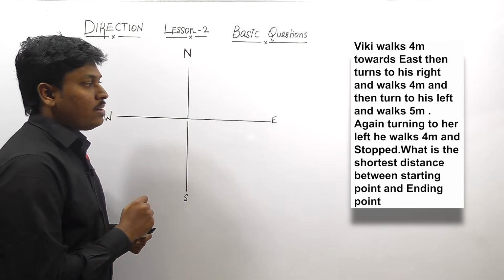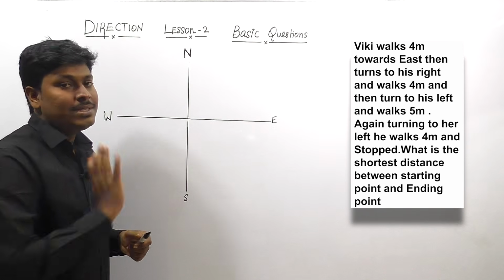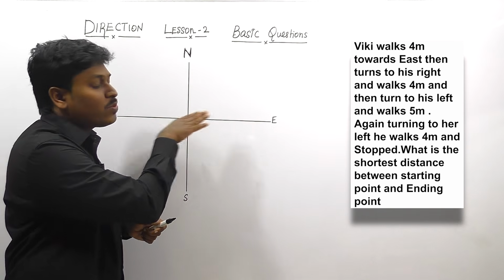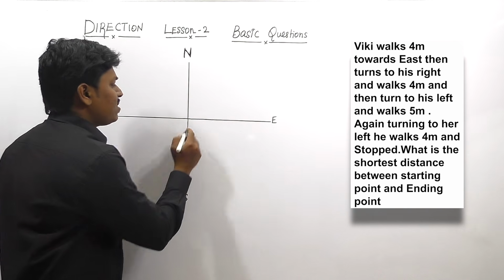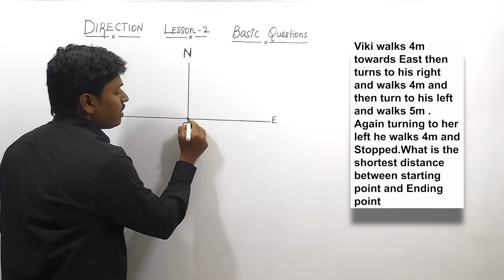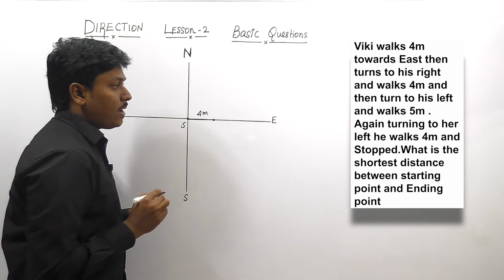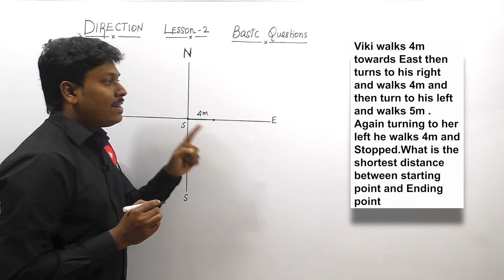Vicky walks 4 meter towards east and turns to his right. So friends, first of all, there is a person Vicky, and from the starting point he is walking 4 meter towards east direction. So we can say that this is the starting point. From here he is walking 4 meter towards east. Okay. Then turns to his right and walks 4 meters.